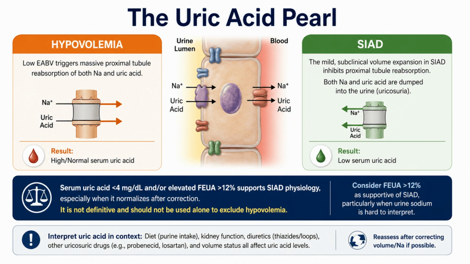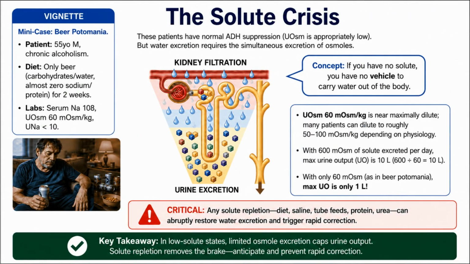Now we shift to a different failure mode. Not too much AVP, but too little solute. Hyponatremia is not primarily an AVP problem. It is a solute delivery problem. Here's the question. If AVP is suppressed and the urine is dilute, why can the patient still become profoundly hyponatremic?